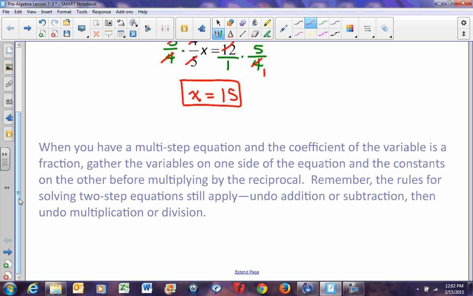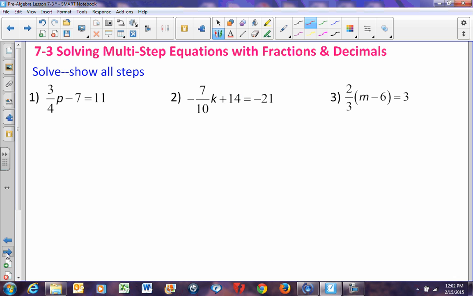It doesn't matter which side of the equation you put all the variables on, and it doesn't matter which side of the equation you put all the numbers without variables on, but you must remember the rules for solving two-step equations still apply. Undo addition or subtraction, then undo multiplication or division. Let's take a look. Obviously, I want you to show all your steps so that we can learn what we're doing here. We have 3/4 p minus 7 equals 11.